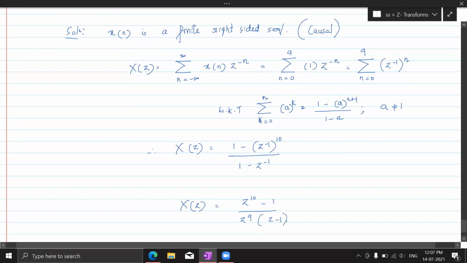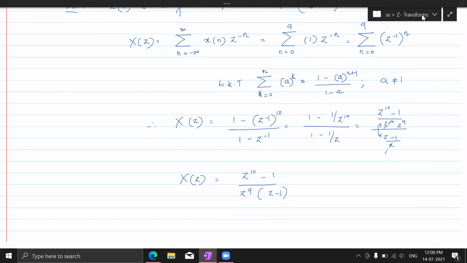So how is this possible? See here, this can be further written as (1 minus 1 by z to the power 10) divided by (1 minus 1 by z). Take the LCM. So it would be (z to the power 10 minus 1) divided by z to the power 10, and you have (z minus 1) divided by z. Understand that? If you cancel this z, you'll be left with z to the power 9, and these two you will multiply. So you will get this. I hope you followed this, everybody? Okay. So this is what we do.